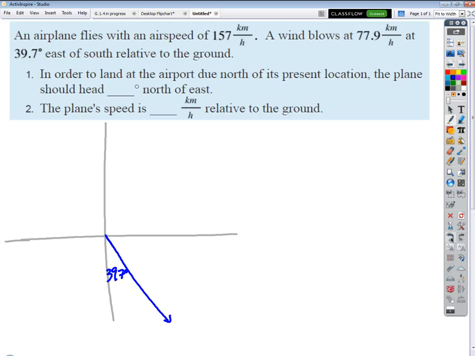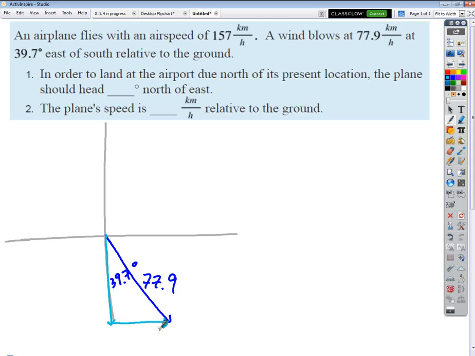So you always start with the second number. Yes. And the magnitude is 77.9. Okay? So we need to figure out the components of the wind, don't we? The wind is going to have a southerly component, which, if we think of it in terms of north, would make it negative. Good. And then we're going to have an easterly component, right? Yes. Okay. So what do you think that means for the plane?